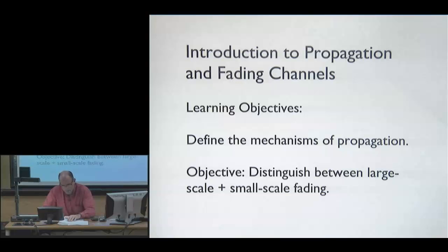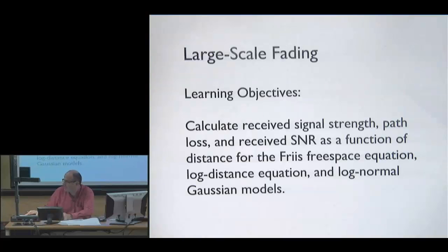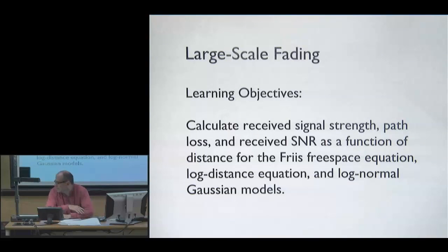So what we're going to do is talk about just propagation and fading. So I'll define the mechanisms of propagation, and you should be able to define them as well and distinguish between large-scale and small-scale fading. And then second, we're going to go into more depth on large-scale fading. This is going to involve calculating the received signal strength, the path loss, the received SNR as a function of distance from the Friis free space equation, log distance equation, and log normal Gaussian models. And then depending on how much time we have, I might also do a quick review of dB, dBW, and milliwatts and watts.